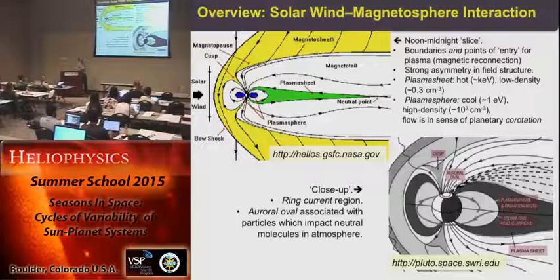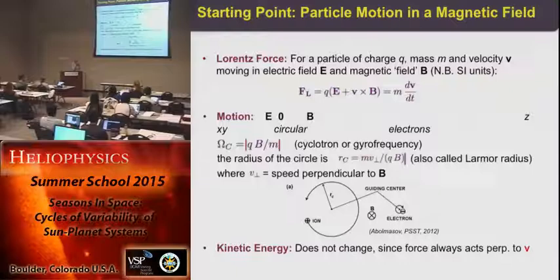So here we're seeing plasma sheet, plasma closer to the planet, as well as the ring current region and the auroral oval associated with particle precipitation. Those charged particles raining down onto the neutral atmosphere, exciting neutral molecules who, when they relax back to their ground states, radiate photons at characteristic wavelengths. All right? So that's the kind of things we want to characterize and describe.